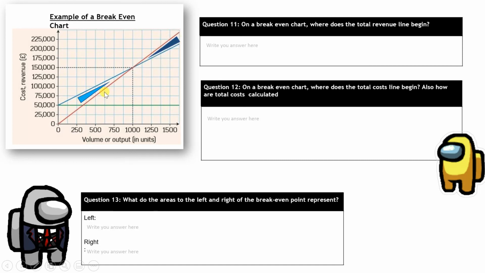So this is about you understanding what the blue line means and what the blue line means in relation to the red line for the left triangle. Then it crosses over, I'll give you a clue, the break-even point, and then the red line changes position in relation to the blue line. So you need to explain what that blue triangle means.